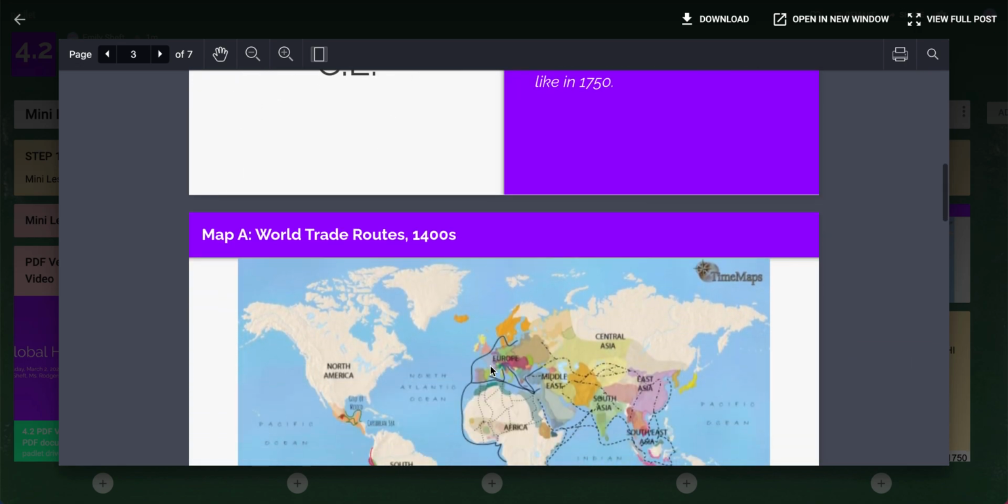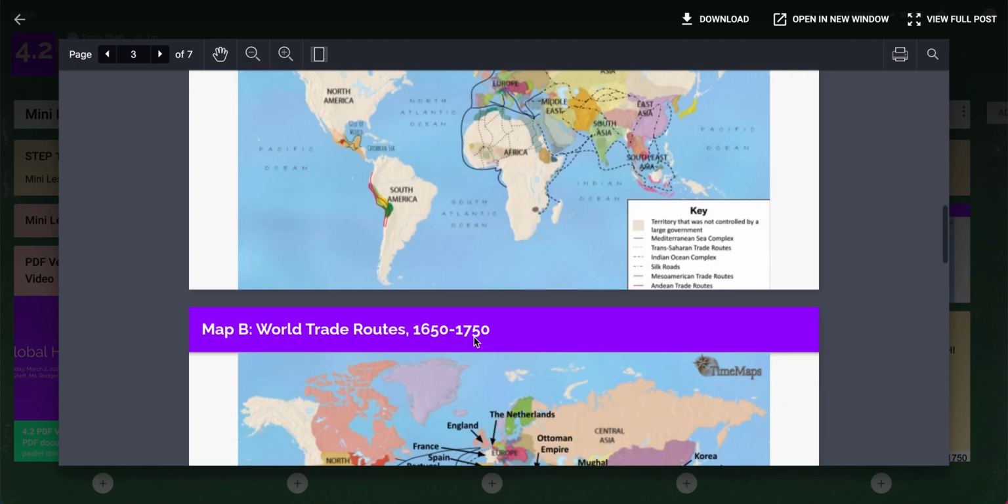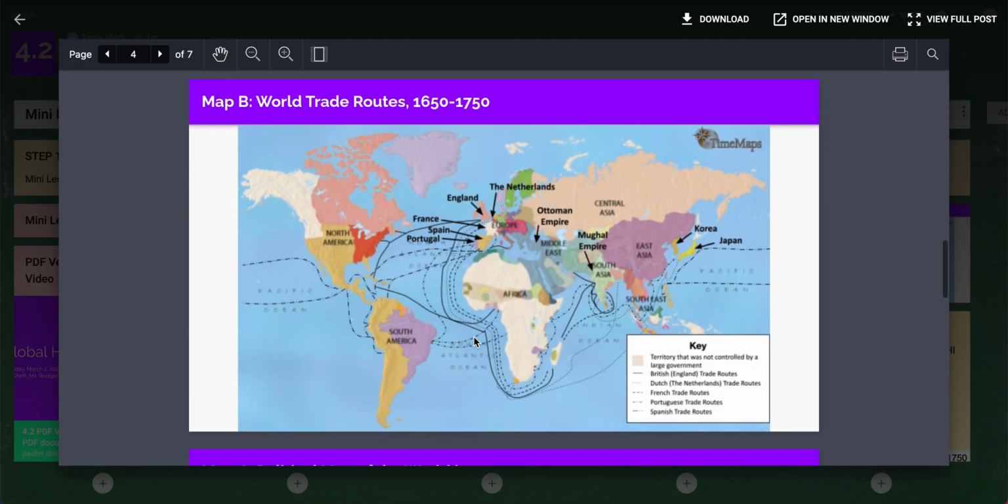So today we are going to look at 4 different maps, starting with map A, which shows us the time period of the 1400s. It's not just a specific year, it's more of the 1400s in general. Map B shows us the 100 years from 1650 to 1750. This would have been during the Age of Exploration. Remember last unit? This map should look pretty similar to you.